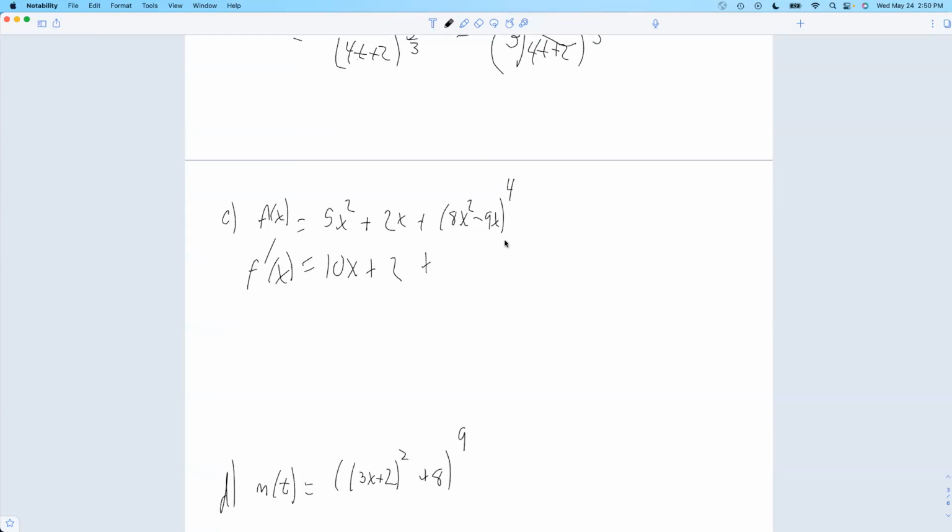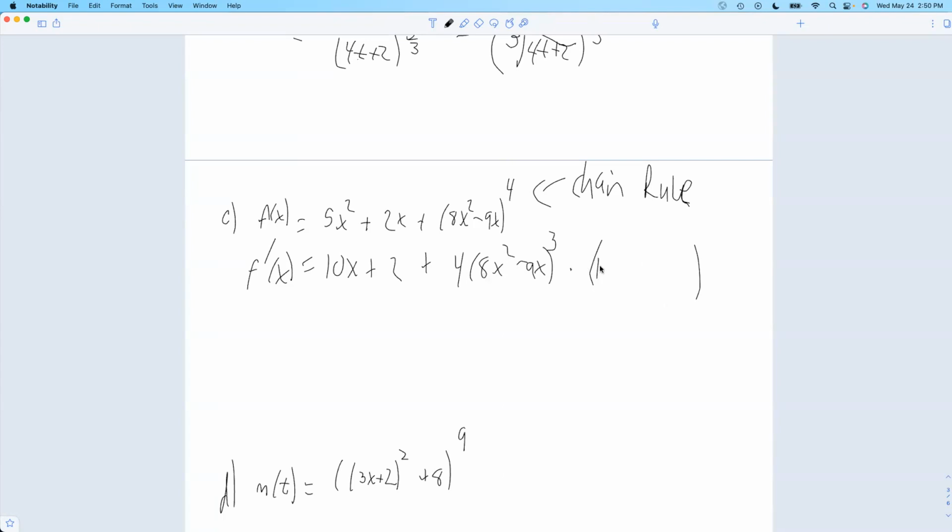Plus, now I've got a function inside a function. Chain rule. The derivative of junk to the 4th is 4 times junk to the 3rd power. So the 4 comes down front, leave the inside alone, drops down by 1, times the derivative of the inside.